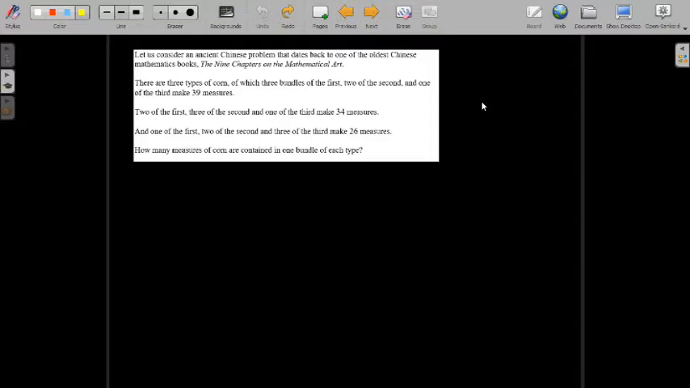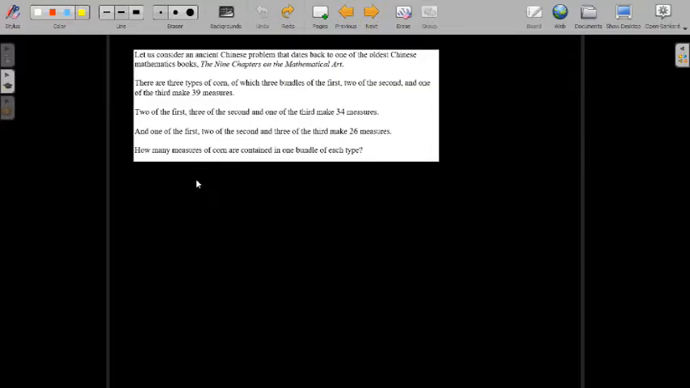Basically what it says is there are 3 types of corn, of which 3 bundles of the first, 2 of the second, and 1 of the third make 39 measures. The other situation is 2 of the first, 3 of the second, and 1 of the third make 34. 1 of the first, 2 of the second, and 3 of the third make 26. And the question asks how many measures of corn are contained in 1 bundle of each type.